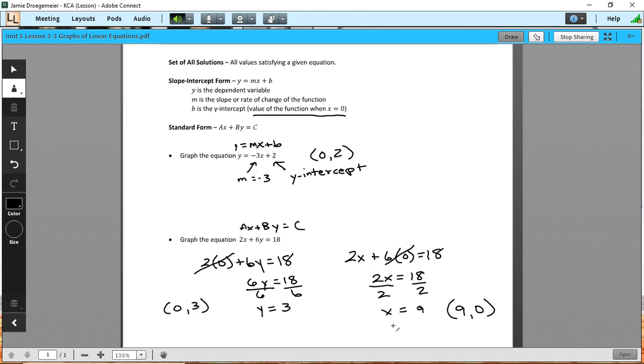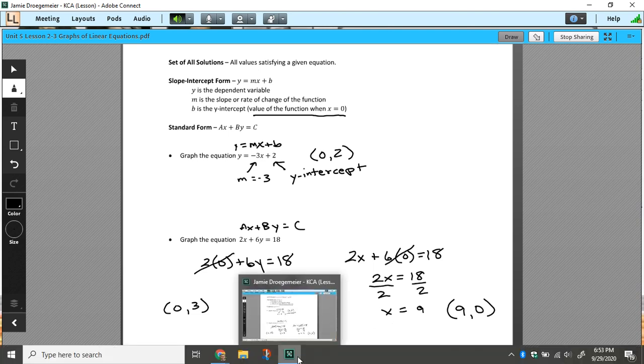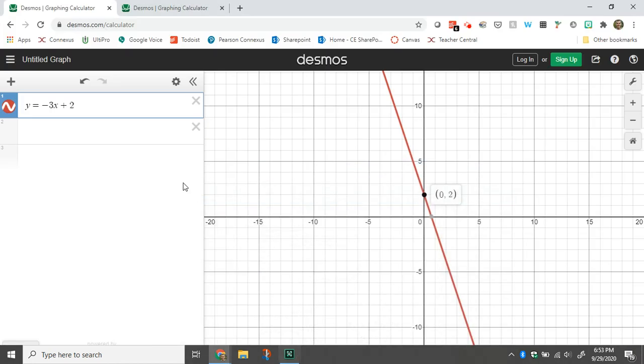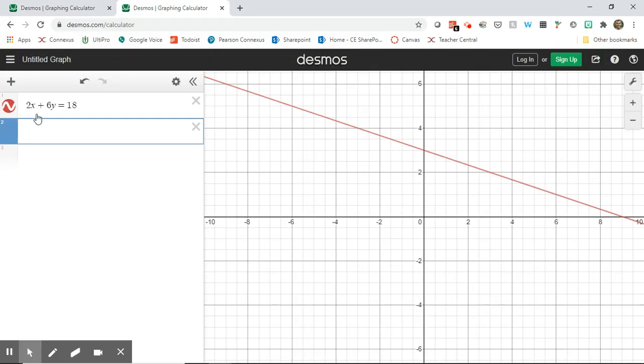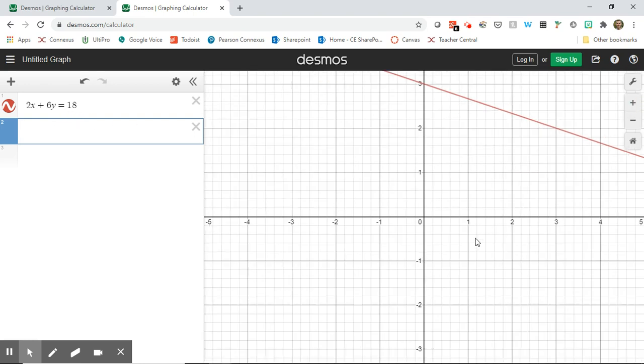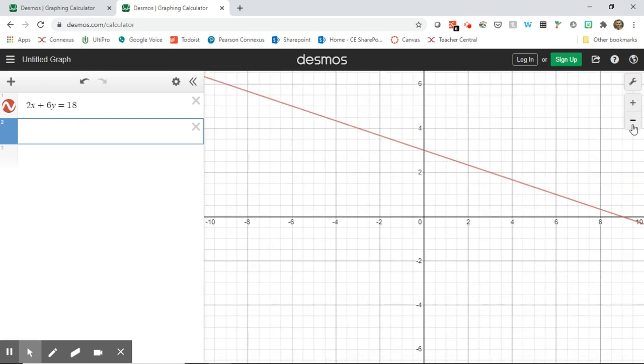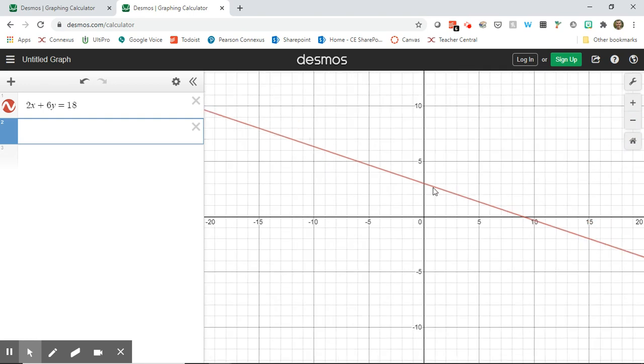I'm going to go ahead and pull this up in Desmos again, so we can double check those points. So (0, 3) and (9, 0). Here's my equation, 2x plus 6y equals 18. Oops, wrong way. We said the y-intercept is here at (0, 3), x-intercept at (9, 0). So if you were plotting this by hand, you'd plot those 2 points and then draw the line in between them.